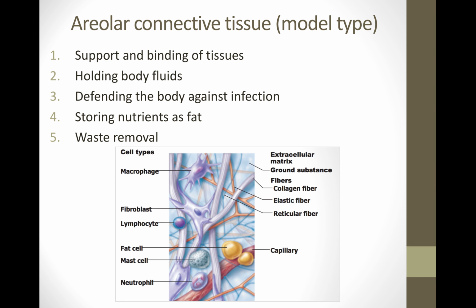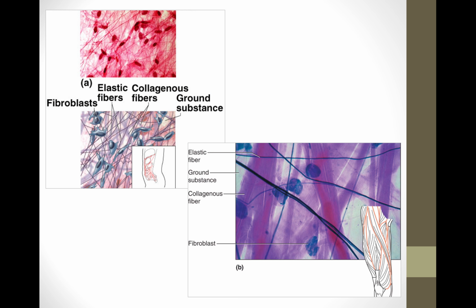It has roles such as support and binding of other tissues, making sure the fluid stays where it's supposed to. It contains cells that defend your body. It contains fat cells that store nutrients, and it also plays a role in removal of the waste from your cellular structures. Here's a couple of structures of what the areolar tissue looks like.